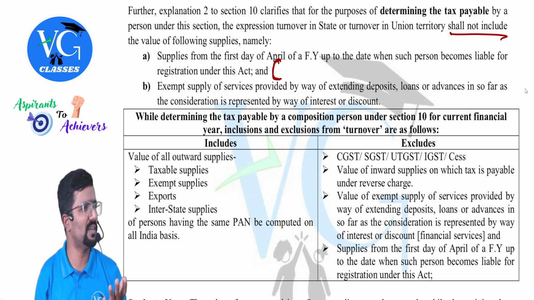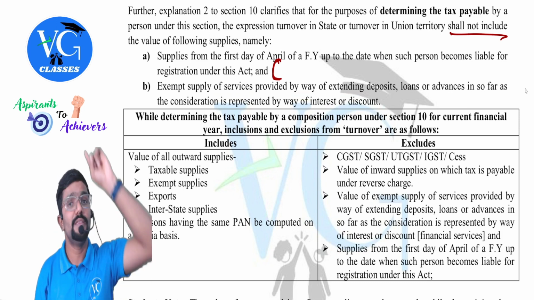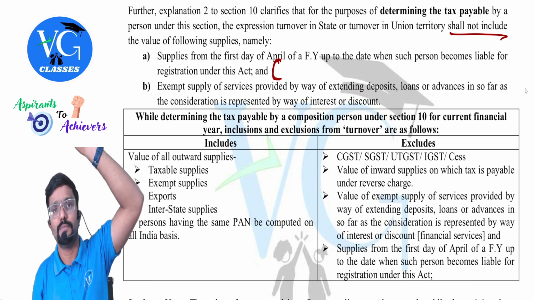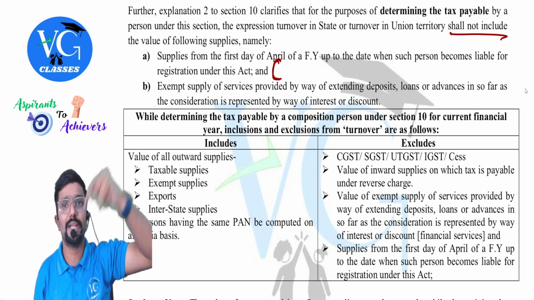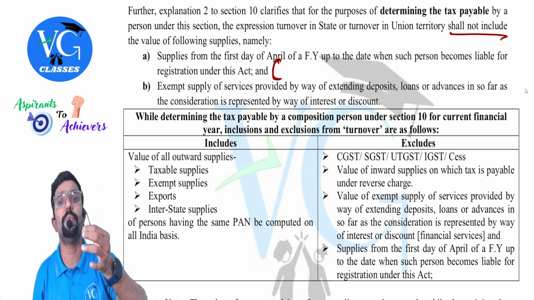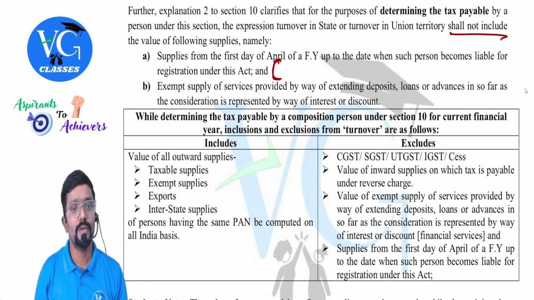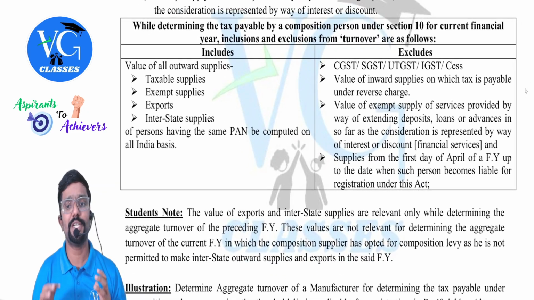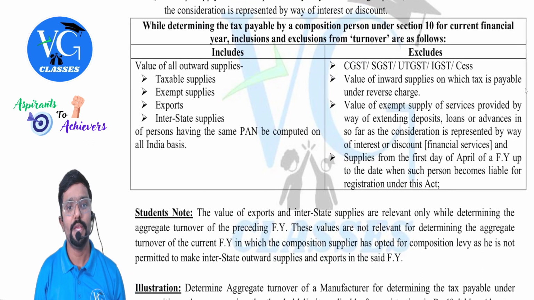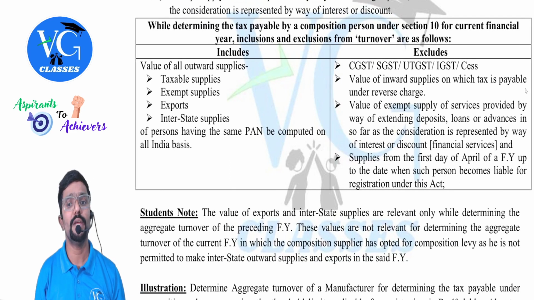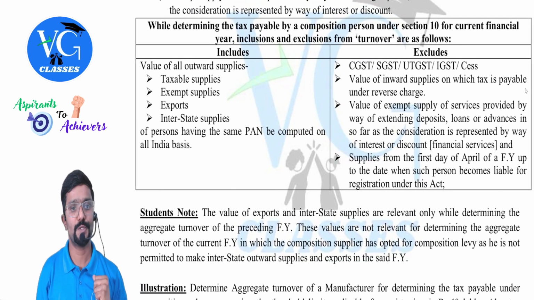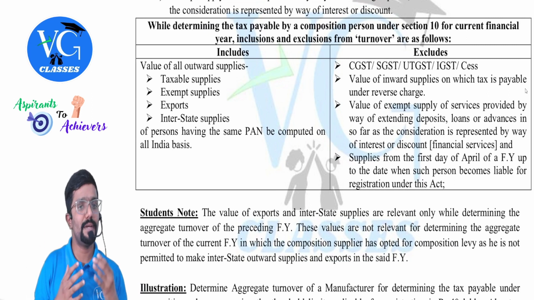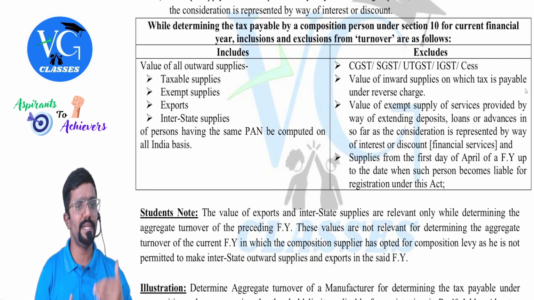Sir, why are two explanations given? The above one was to check eligibility, that is, we need to count it for which year? Last year. Whereas this is for the current year, to pay tax. While determining the tax payable by the composition person under section 10 for the current financial year, inclusion and exclusion from the turnover is as follows. Includes value of all outward supply: taxable, exempt, export, interstate.